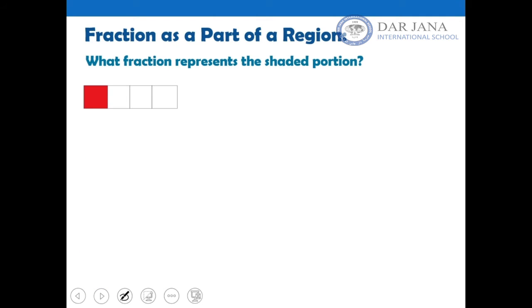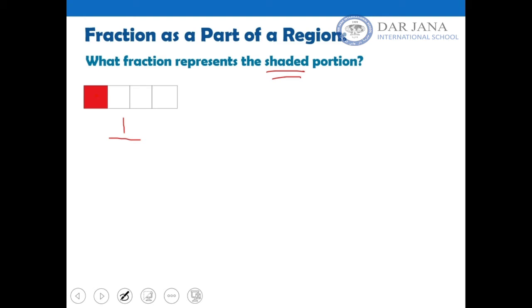Let's take another example. I need to know the fraction that represents the shaded portion. So I'm always looking for the shaded right now. To be able to do that, first I'm going to write a fraction bar or a division bar. The shaded part, how many are they? I have here one shaded part. And then here you have the total.